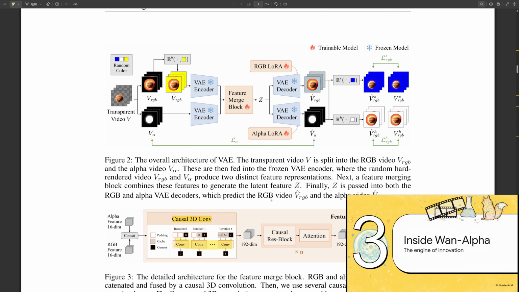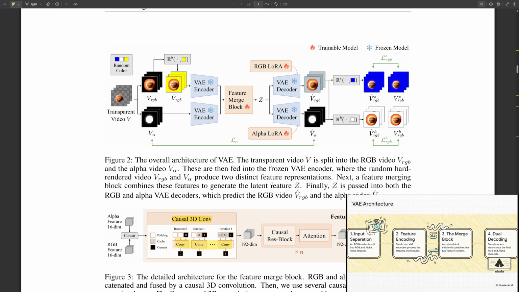Okay, so with this amazing dataset ready to go, the team could finally design the engine to take full advantage of it. And what they came up with is both super clever and really powerful. So the whole system is built around a structure called a VAE, or Variational Autoencoder. Here's how they did it. First, they take the input video and split it in two, one stream for just the colors and another for just the transparency mask.